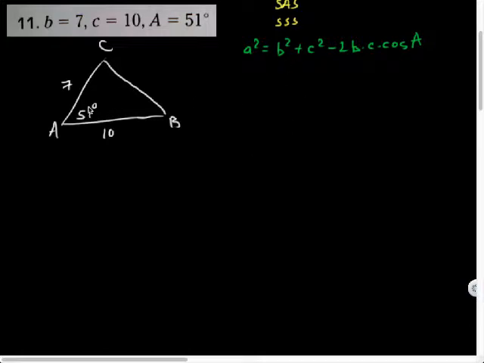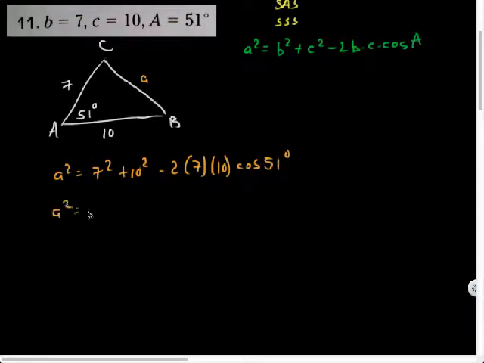I've got two sides and an angle, so I'll be able to find my third side. I'm going to look for a little a here. So a squared is equal to 7 squared plus 10 squared minus 2 times 7 times 10 times the cosine of 51 degrees. So a squared is equal to 49 plus 100, minus 14 times 10 is 140, times cosine 51.